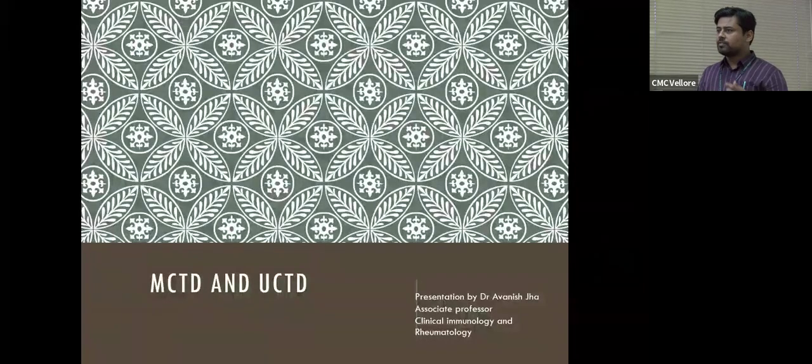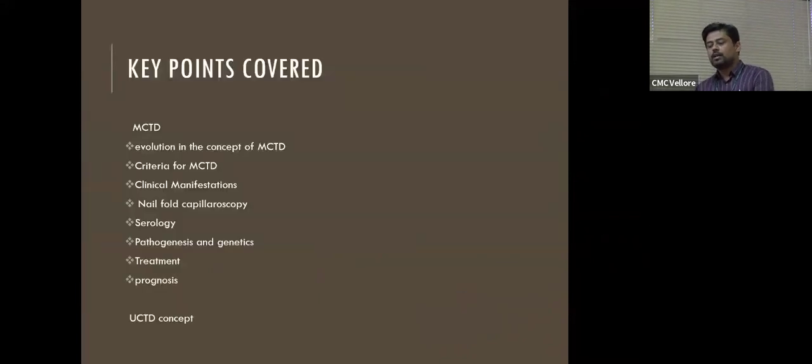So my topic is mixed connective tissue disorder and undifferentiated connective tissue disorder. These terms are very loosely used in normal practice, and the aim of this lecture is to get you to understand when exactly to use these terms and also how to manage this condition. So the evolution of concept, we would discuss the MCTD, what it was initially thought of and now what it is, what are the criteria for MCTD, what are the clinical manifestations, the nail fold changes, the antibodies, the pathogenesis, the treatment, what do we do, and what's the prognosis. Also, I would like to give you a brief on UCTD concept and how it is managed.